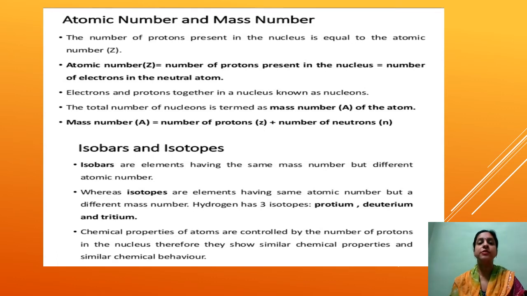Now beta, there is atomic number and mass number. You must have studied this in your 9th standard, but I just want to revise it once again because it is going to be used in this chapter a lot. As we all know, the number of protons present in the nucleus equals the atomic number, or we can say the atomic number, which is represented by Z, equals the number of protons present in the nucleus or the number of electrons in a neutral atom. I'm not talking about the ion, I'm talking about the neutral atom.